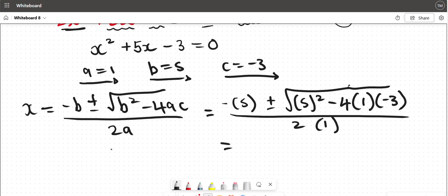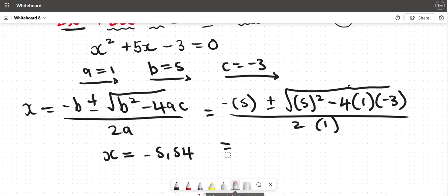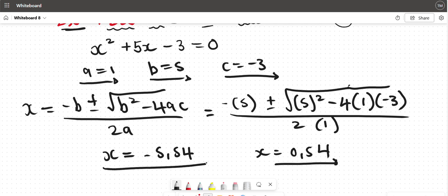So once you substitute it, I did say the first x value is a negative 5.54. The other x value is 0.54. So there's one, and there's my second one.